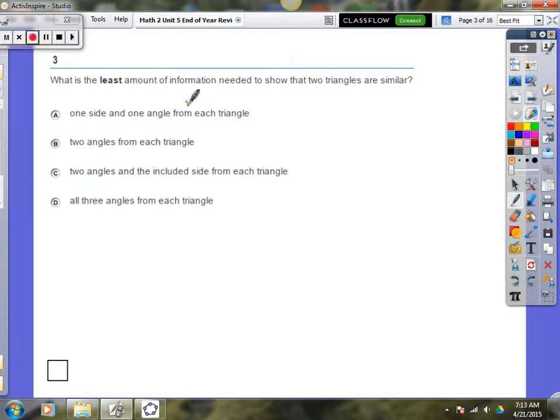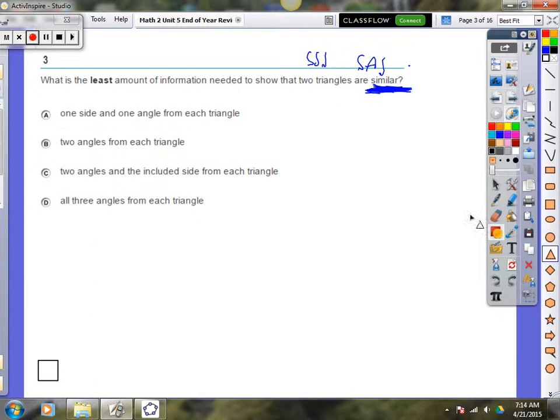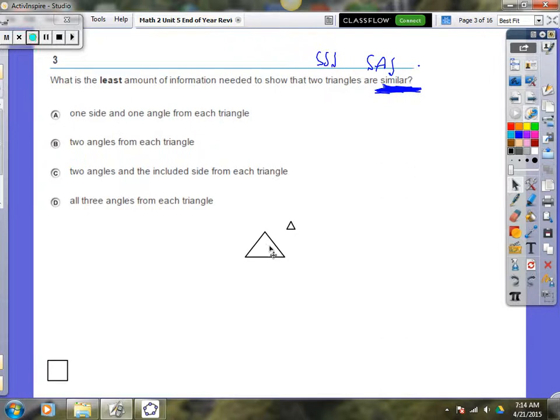Three, what is the least amount of information needed to show that two triangles are similar? One side and one angle. Okay, remember you need side, side, side, or side, angle, side, or, oh no, that's congruent. Similar means something different. Similar means it's the exact same shape, but the size is different. So these two guys right here can be similar. They're the same exact shape, just different sizes.